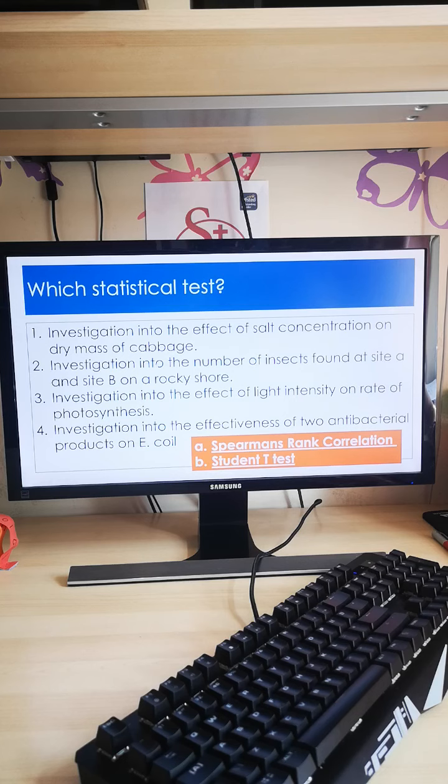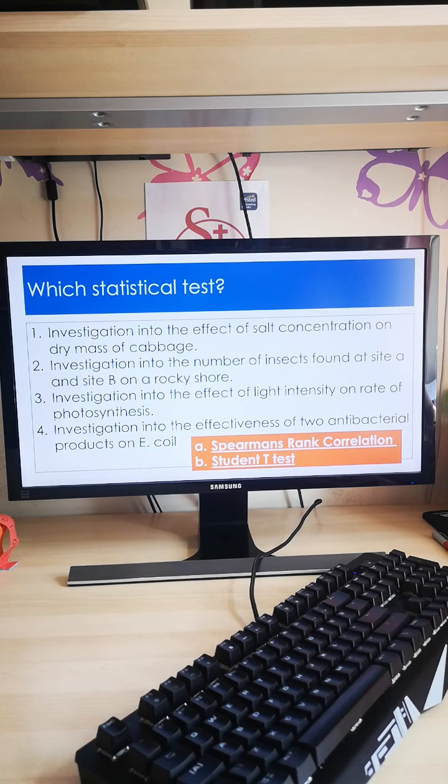If you're investigating the number of insects found at site A and site B on a rocky shore, then you will be comparing two mean numbers, okay, because obviously you would sample at many sites at site A and many sites at site B, and then you'd have a mean number of insects at site A and a mean number of insects at site B.